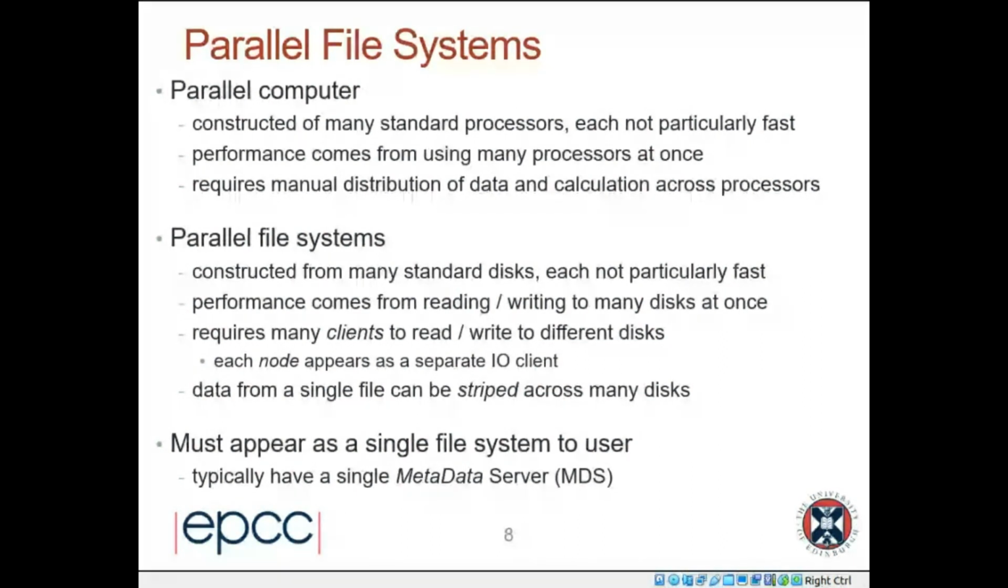But to make use of that requires you, the user, to manually distribute the data and the calculation across processors, and that's the act of parallel programming, almost universally now using MPI. You have to decide when you write your program how the data and the calculation are going to be distributed across processors. Building a parallel computer is quite difficult, but then a lot of the issues are passed on to the programmer. Parallel file systems take the same approach.